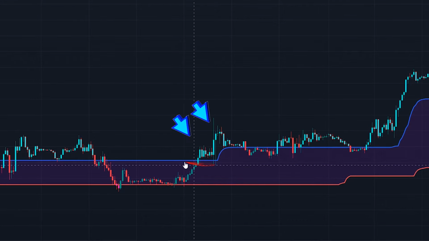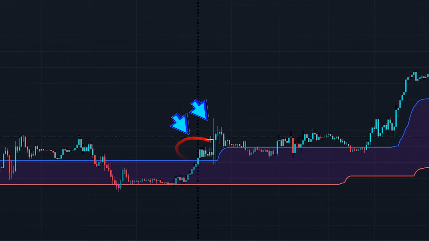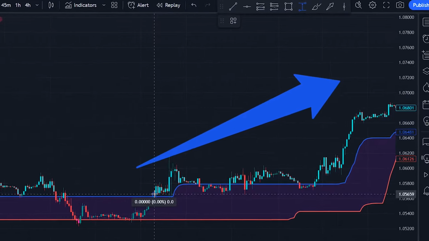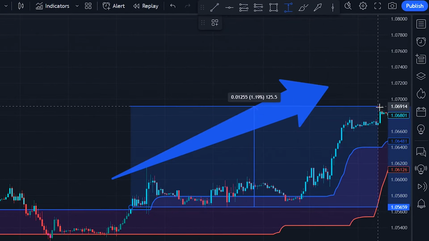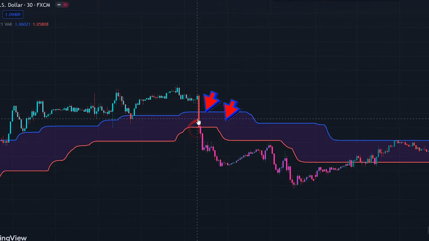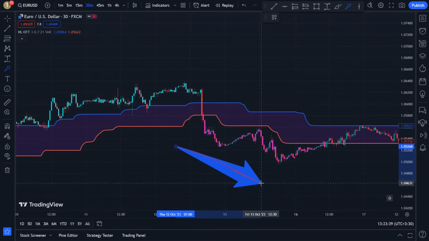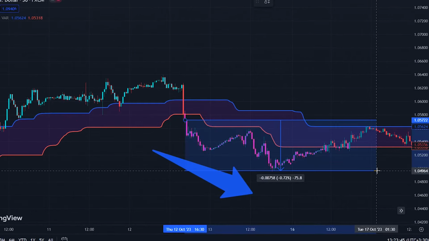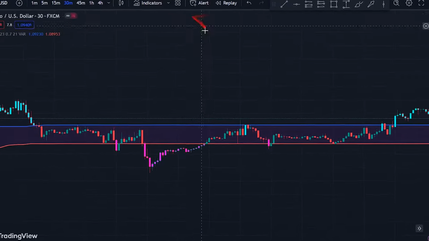When the candles cross the upper line of this indicator and pass it, it indicates an uptrend and can be a point to place buy orders, as shown in this example that gave us good profit at this point. When the candles cross the red line and pass it downwards, it indicates a downtrend and we can place sell orders at these points. Now we need to add another indicator.